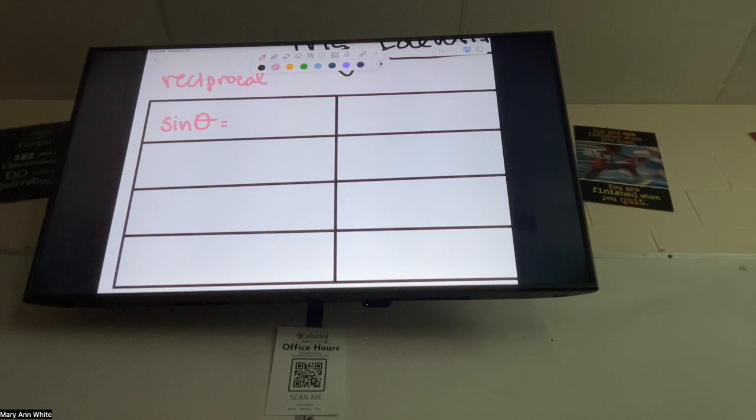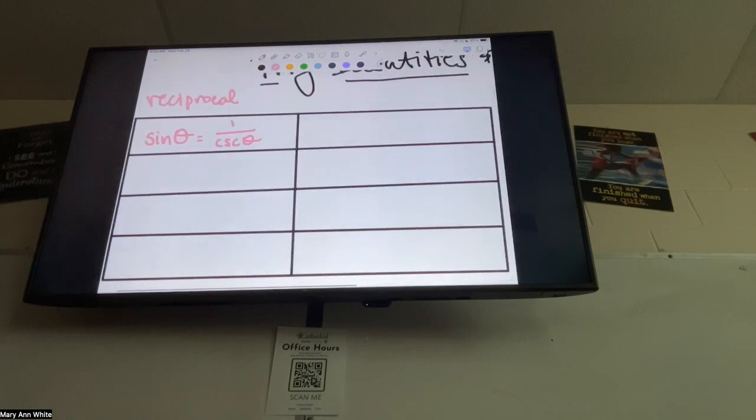CSC, very good, Chase, CSC, so cosecant. Sine is the same thing as 1 over cosecant. Which means that next to it, which is why I put them next to each other, I'm going to write CSC. And what's that going to be equal to? 1 over sine, good. So these are the reciprocal functions of each other. So each one is equal to 1 over its partner.